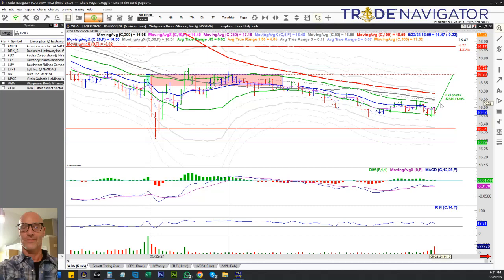So order blocks are great. I highly recommend that you learn more about them. You can check out ICT on YouTube. This is where I learned order blocks and fair value gaps from.